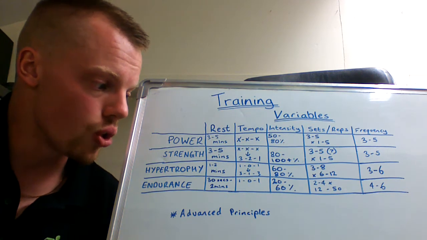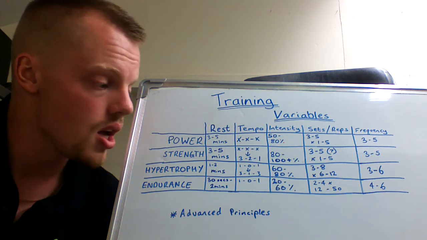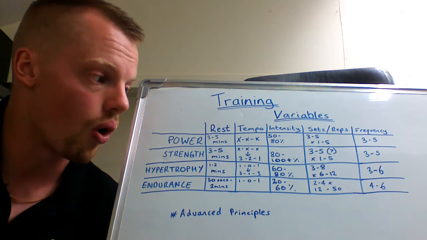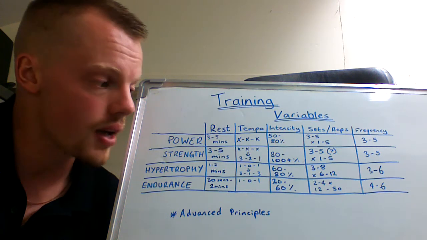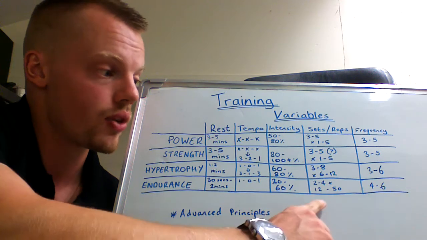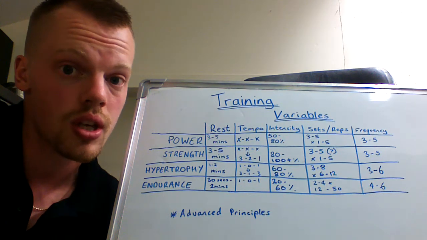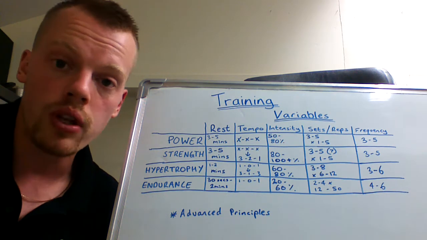Endurance. We have short rest periods, 30 seconds to 2 minutes rest, and this is to ensure again fatigue in the muscle and training under conditions of pain. 20 to 60% of 1 rep max, and this is to cater for the volume of repetitions we'll be doing of 12 to 50 repetitions. Now some people prescribe 12 to 20 repetitions, but when you get more advanced you need to start looking at higher repetitions.